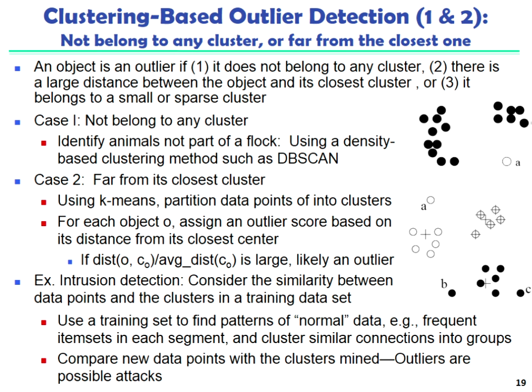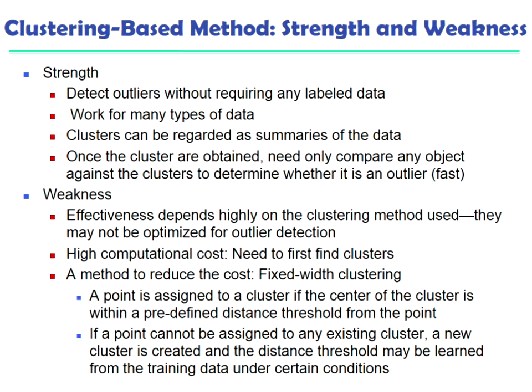Is that clear? Okay. For example, in intrusion detection, we will consider the similarity between data points and the clusters in a training data set. We will use a training data set to find patterns of normal data, frequent item sets in each segment, and cluster similar connections into groups. We will compare new data points with the clusters mined, and outliers are possible attacks. So this is a concrete example of detecting an intrusion.